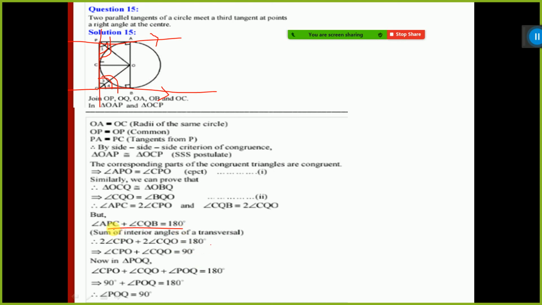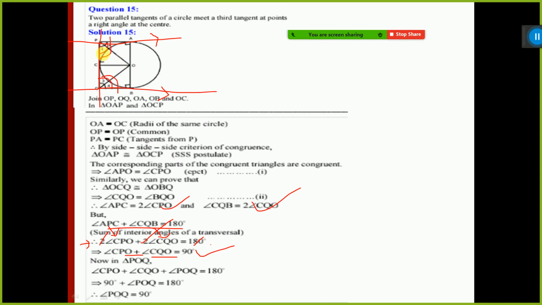So here in this place I am writing 2 into CPO and this place I am writing 2 into CQO. That is, before only you have got this thing, and this one also. Now if you put this one and see here, if you divide everything of this equation by 2, then here 2 cut, here 2 cut, here after cutting 90. That means we are getting CPO and CQO. See here, where it is CPO and CQO.